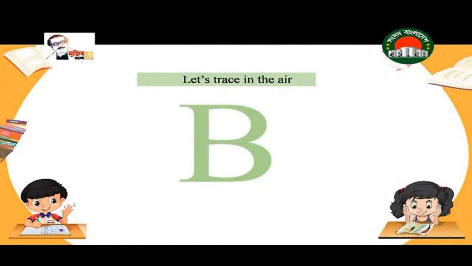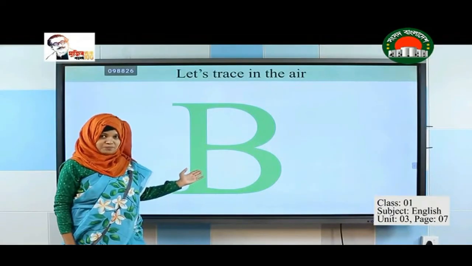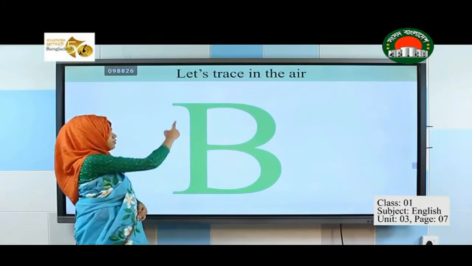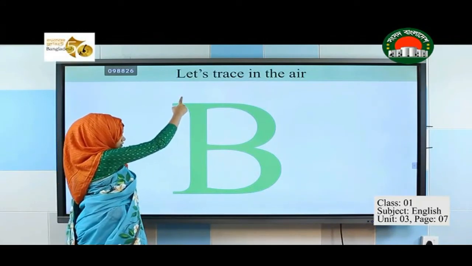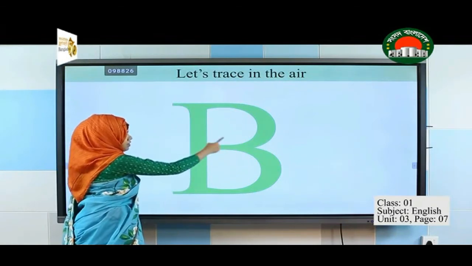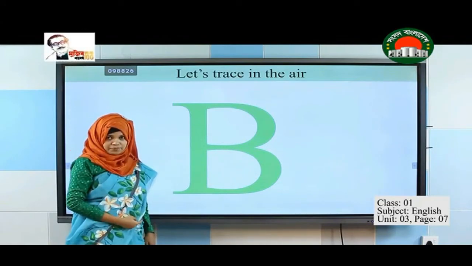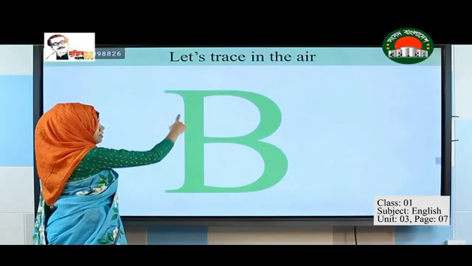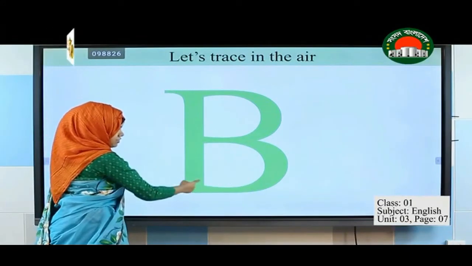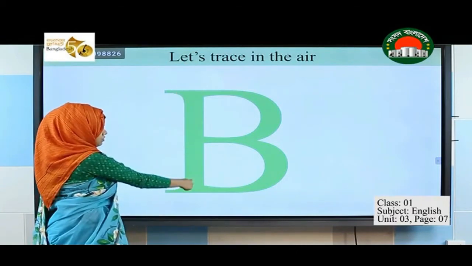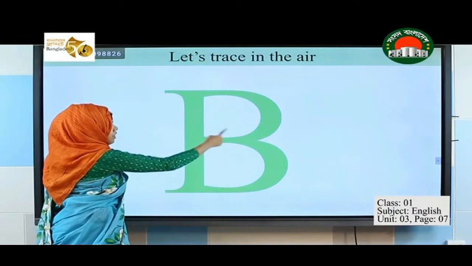Dear students, let's practice the same way, capital B. Okay? So, first take your finger, then from up, down, half circle, half circle. Okay? Follow me. Down, half circle, half circle. Do it again. Down, half circle, half circle.